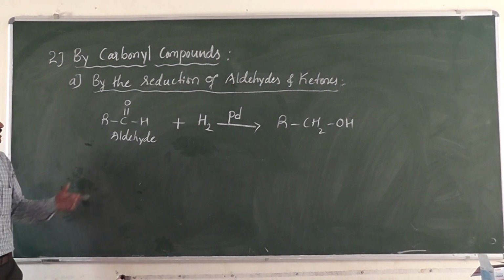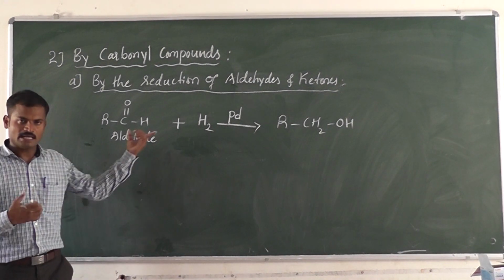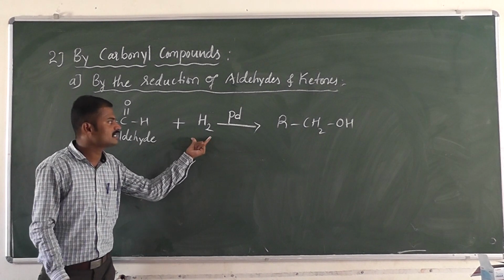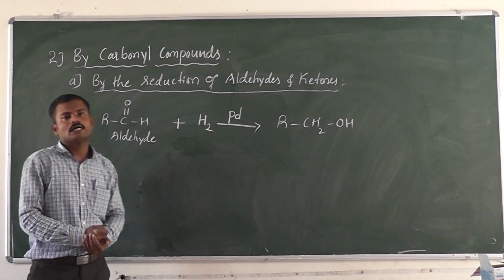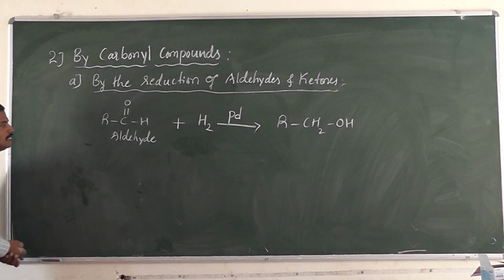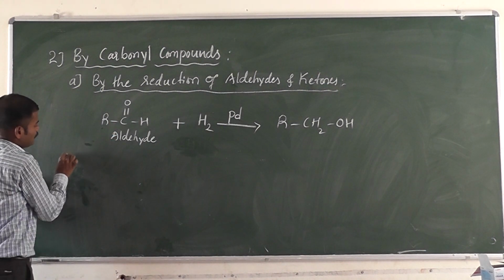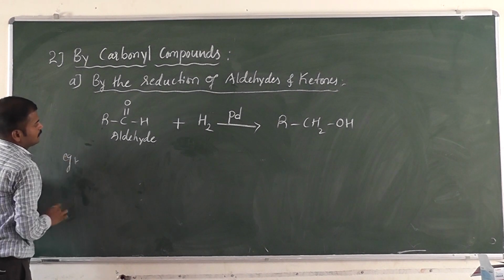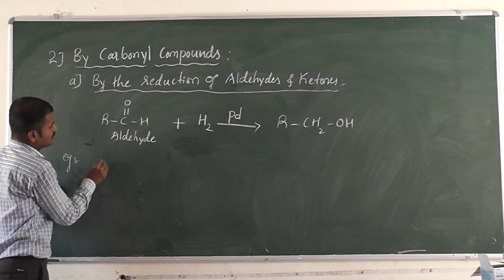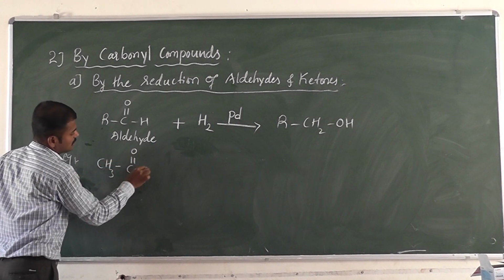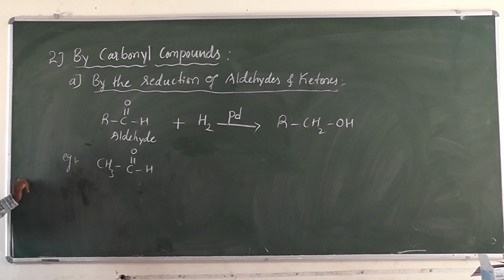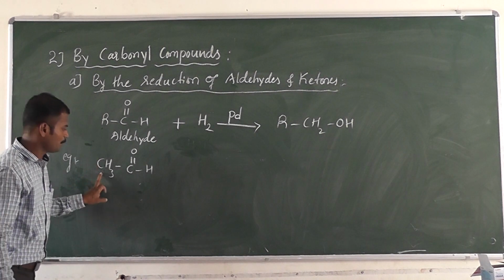So this is the preparation. We just take the aldehyde and let it undergo reduction in the presence of palladium, which acts as the catalyst. Finally we get an alcohol, a primary alcohol. Let me take an example, where R is replaced by CH3, the methyl group.